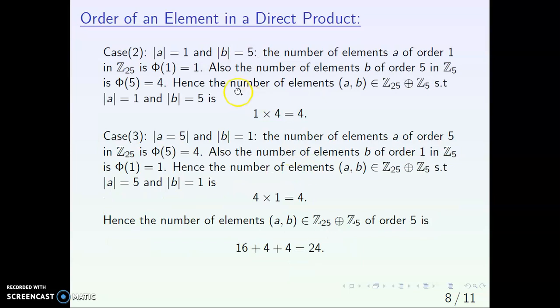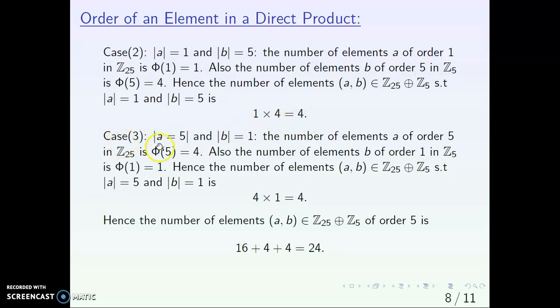Case 2: order A equals 1 and order B equals 5. The number of elements A of order 1 in Z25 is phi(1) equals 1. Also, the number of elements B of order 5 in Z5 is phi(5) equals 4. Hence, the number of elements (A,B) in Z25 ⊕ Z5 such that order A equals 1 and order B equals 5 is 1 multiplied by 4, which is equal to 4.